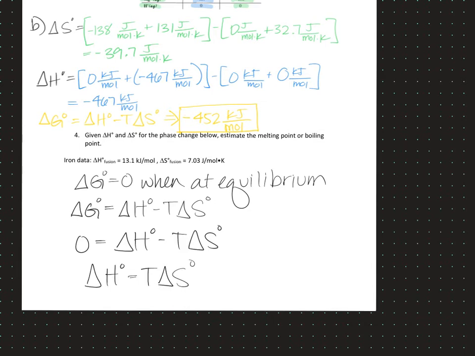Adding the T delta S naught portion of the equation to the other side, I get delta H naught is equal to T times delta S naught. Solving for temperature by itself, I have delta H naught over delta S naught, and that equals 1.86 times 10 to the 3 Kelvin. Remember, again, when you're plugging in delta S, you do need to convert joules into kilojoules, which will successfully cancel out the kilojoules between the delta H and delta S and the unit of moles, and it will leave you the unit of Kelvin.